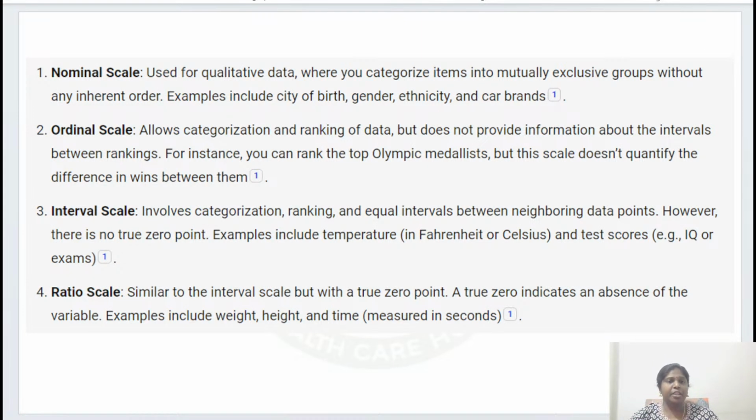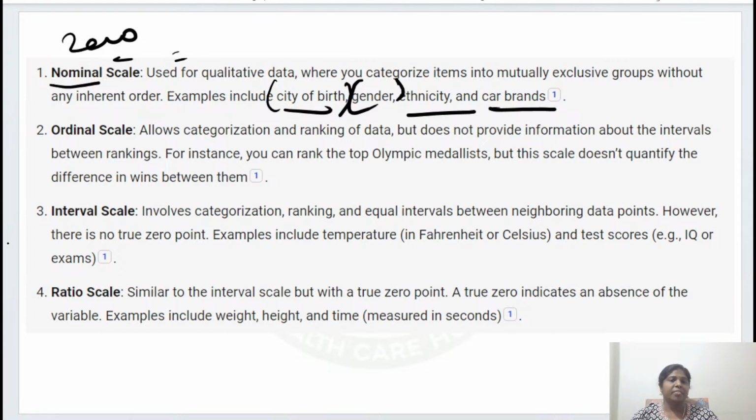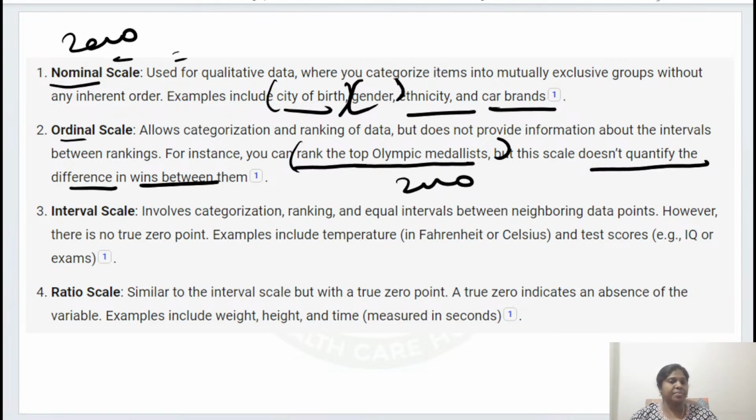So here nominal scale examples are like city of birth. When we are collecting the data, we will be asking city of birth, gender, ethnicity, or which place they are from, or car brands. It does not start with the value of 0, like place of birth, it doesn't start with a 0, right? Then ordinal scale. For example, you can rank the top Olympic medalists. It doesn't start with 0, but it quantifies the difference between the winners, right?